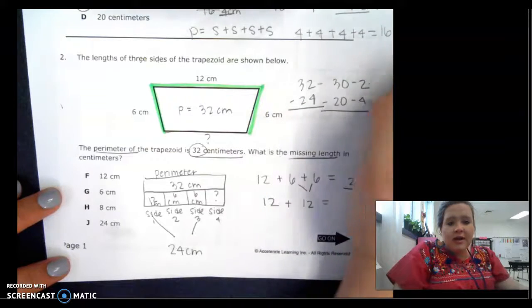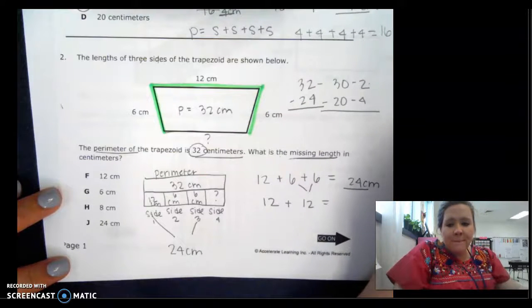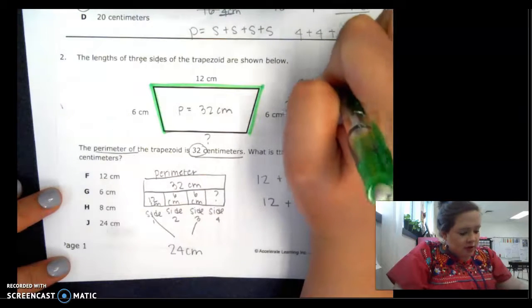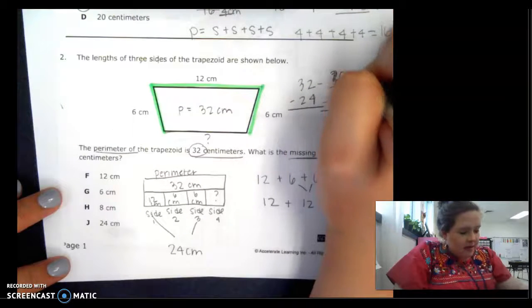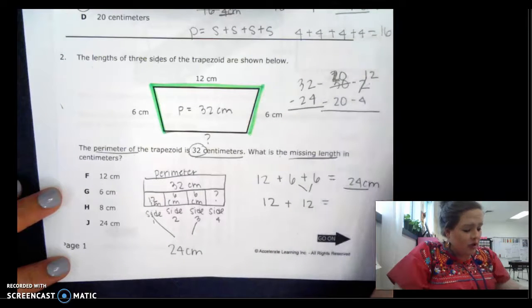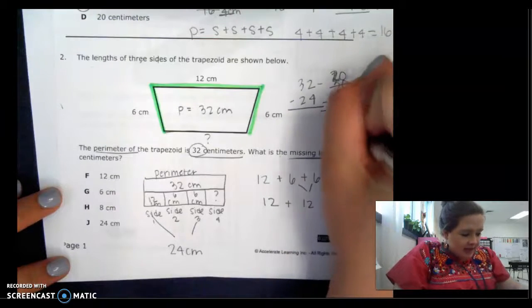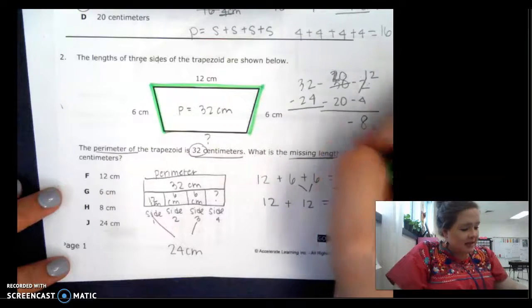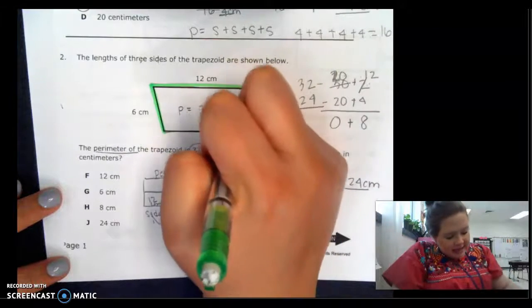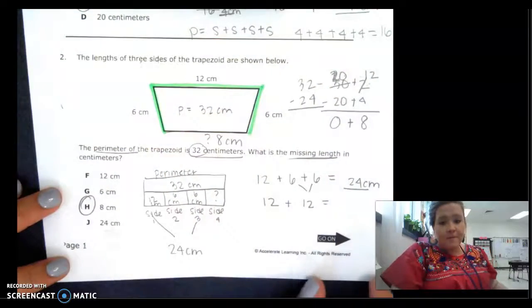Okay, 2 minus 4. We cannot do that. So this becomes 20. And this becomes 12. I'm going to take 10 from here and regroup it to here. 12 minus 4 is 8. 20 minus 20 is 0. So this missing side length is 8 centimeters.